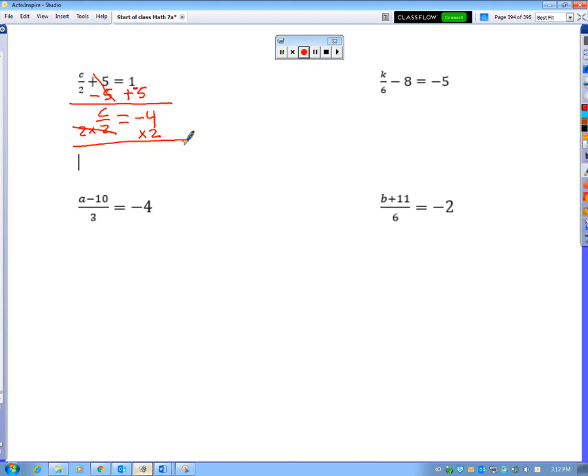Multiply negative 4 by 2. Now I am left with c, bring that down, my equal sign, negative 4 times 2 is going to give me negative 8. Alright, and that is my answer for that one. Alright, let's check out this one over here.